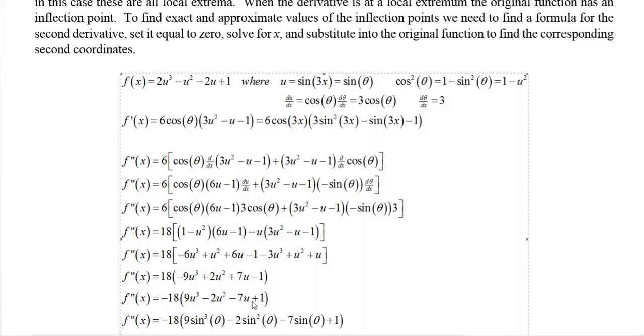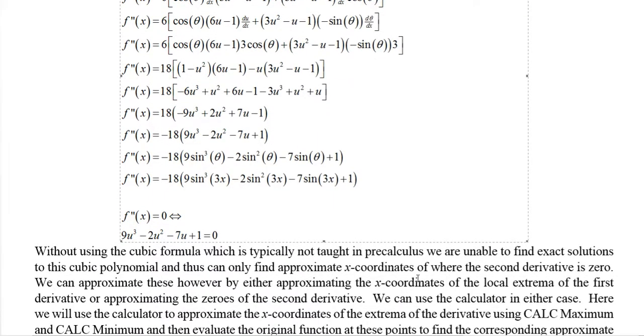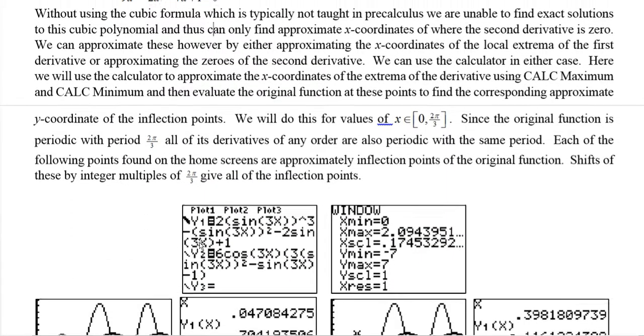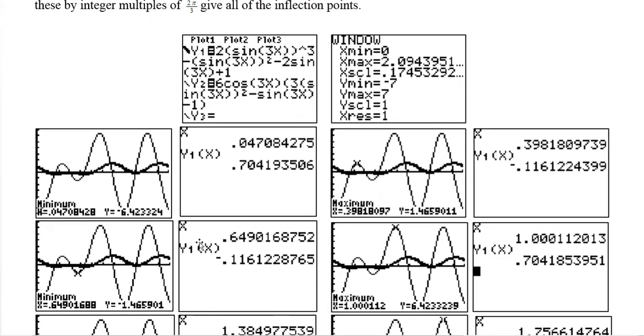I didn't see anything else I could do with that in terms of factoring it out. So I just switched back to sines of thetas for sine of theta equals u. And then now substitute in finally the theta is 3x. And we have our final version of the second derivative. Now the thing we're mainly interested in is when is that second derivative equal to 0. And so we could solve this. Now that is a cubic, and again, without a cubic formula, which typically is not taught in pre-calculus, we would have to do something like putting this in the calculator and working it out.